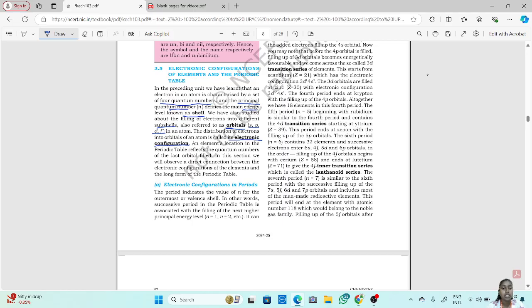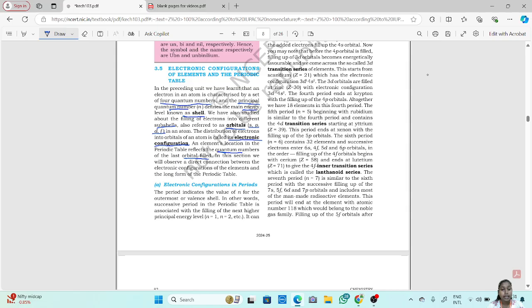Now, an element's location in the periodic table reflects the quantum numbers of the last orbital filled. The location of the element in the periodic table is basically arranged on the basis of the last quantum number which is filled in the orbital. Now, in this session we will observe the direct connection between the electronic configuration of the element and the long form of periodic table. So in this part we learn the connection between the periodic table and the electronic configuration.